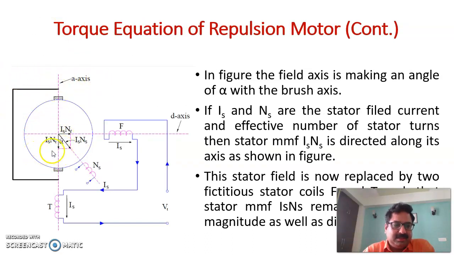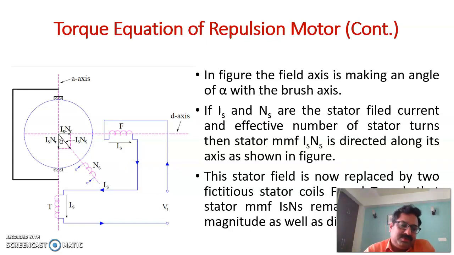It has the d axis and the brush axis. The a axis is giving the brush axis, and the corresponding alpha is also shown there. Ns is the number of turns on the stator field. From the figure, the field axis is making an angle alpha with the brush axis.